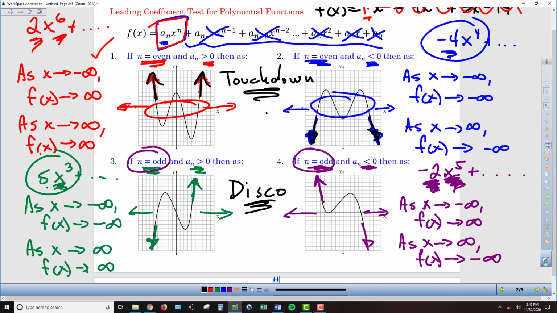Even highest exponent is going to be a touchdown. Both sides are up if the leading coefficient is positive, down if the leading coefficient is negative. If the highest exponent is odd, then it's going to be a disco graph where one side is up and one side is down. It's going to be up on the right and down on the left if the leading coefficient is a positive, and then it's going to be reversed if the leading coefficient is negative.